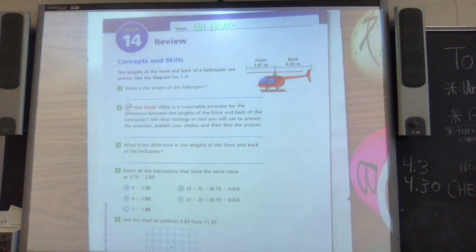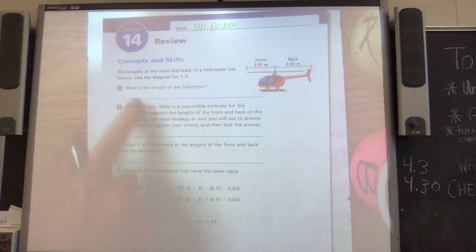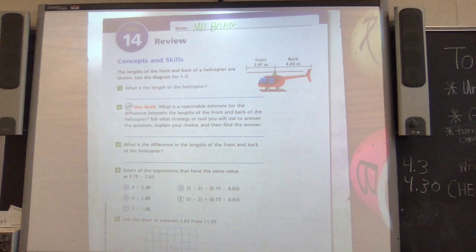Alright, so let's look at this together. Remember, we're going to do some with me and some on your own. The first one says the lengths of the front and back of a helicopter are shown. Use the diagram for 1, 2, and 3. So we're going to be looking at this diagram while we do it.